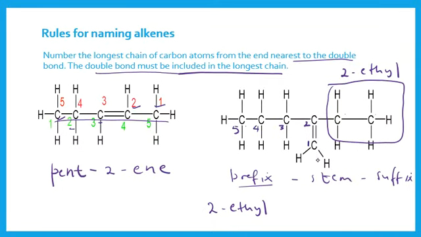And then the stem: how many carbon atoms do we have in the longest chain? This is 5 carbon atoms, so this is going to be pent. And then the suffix is the saturation, whether we have single bonds, double bonds, or triple bonds in the molecule. In this case, we have a double bond, so the suffix is going to be ene. But we also need to tell people where that double bond is on the molecule. It is on carbon number 1, so we're going to say 1-ene.